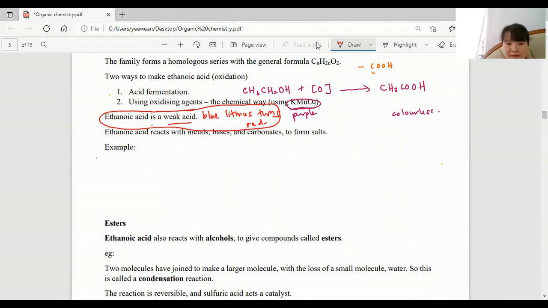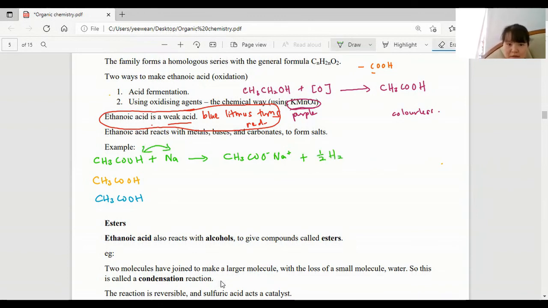A carboxylic acid also reacts with metals, bases, and carbonates. I'll show one example for each of that. So if it reacts with a metal, say Na, this might be very vigorous. It's going to form salt. And so these two exchange place. So we get half mole of H2 gas.